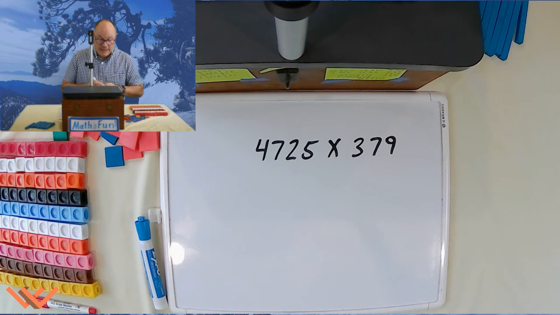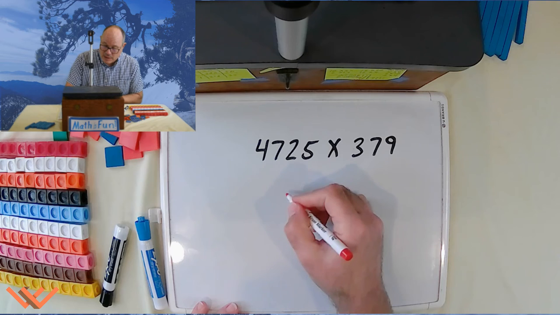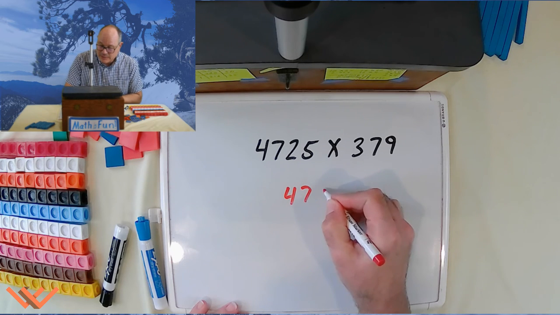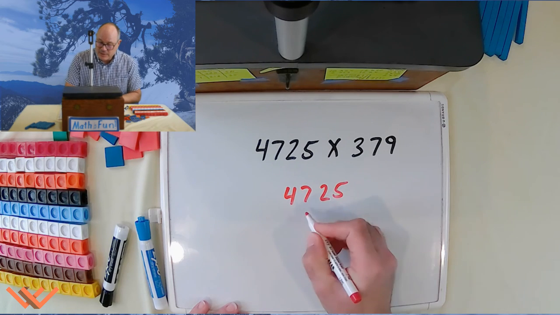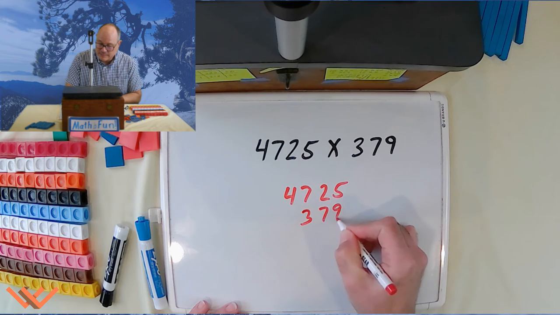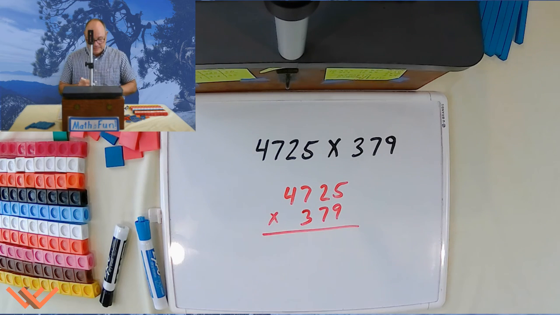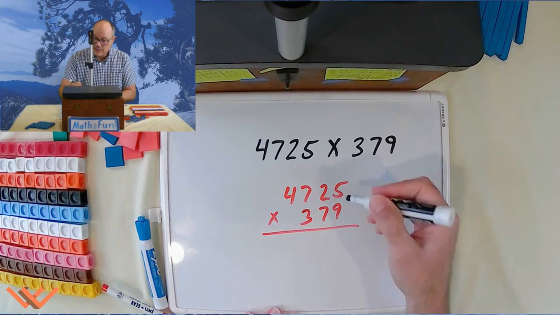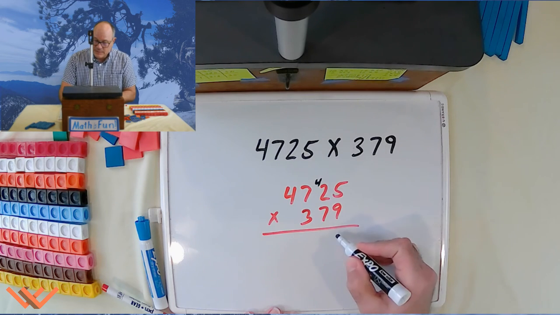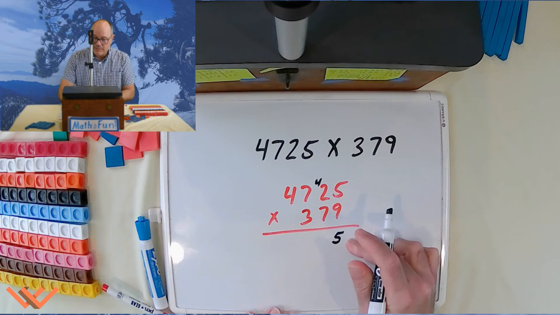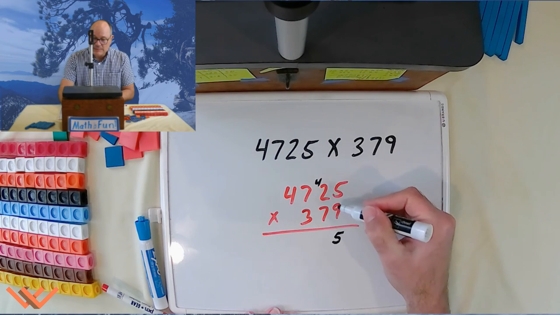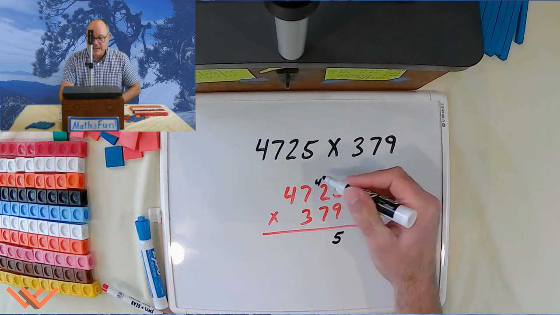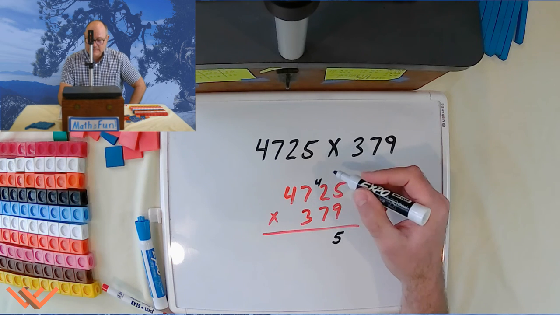Follow along with me. So I put the larger number on top, 4,725, and it's 379. And I'm multiplying. So what I need to do is go from right to left, multiplying. So 9 times 5 is 45, so I put this 4 over here, 45, because that's 5 ones and 4 tens. 9 times 2 is 18, but we have to add that other 4 tens, 18.